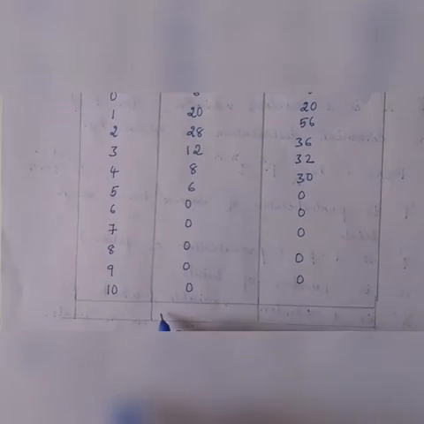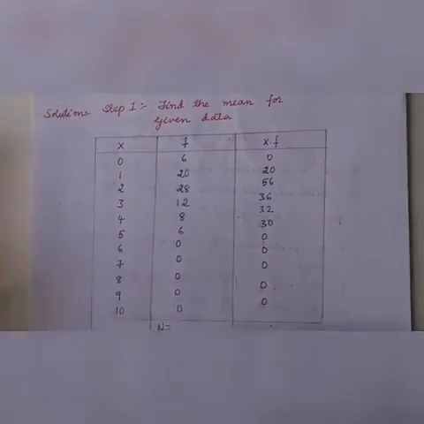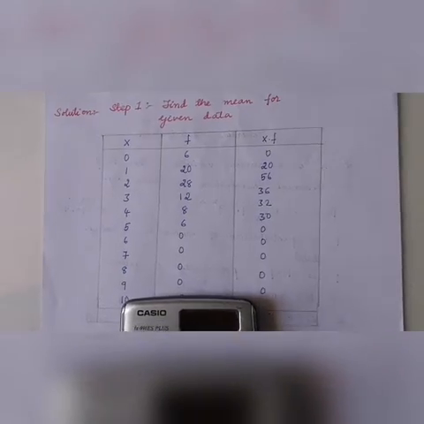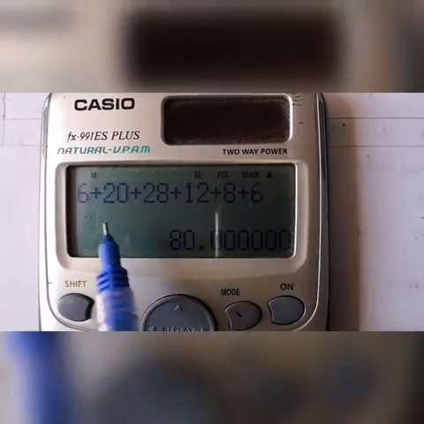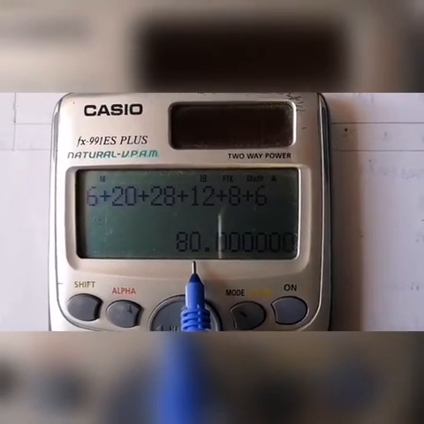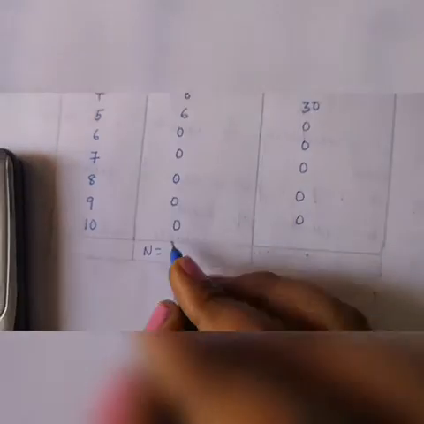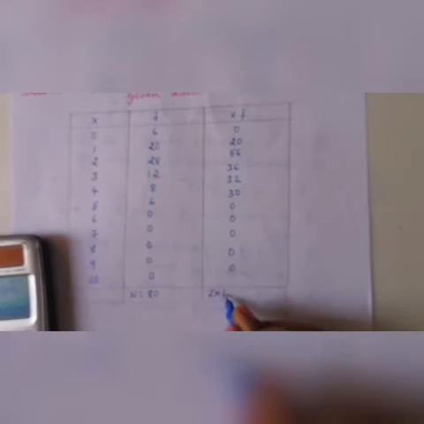Now what is n? Here it should be equal to 80. If we calculate the sum of the frequencies, we get 80. So this is true because we have capital N equal to 80. Then let us find the summation of f into x. What do we get?